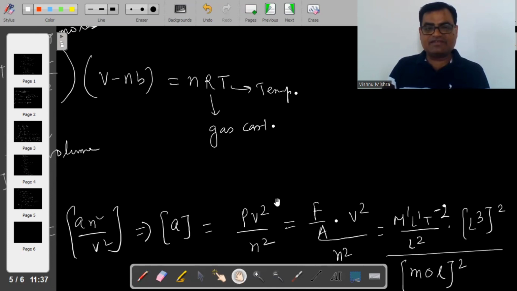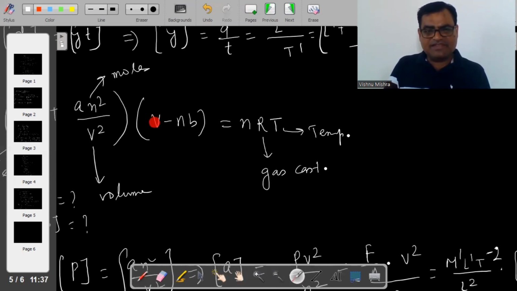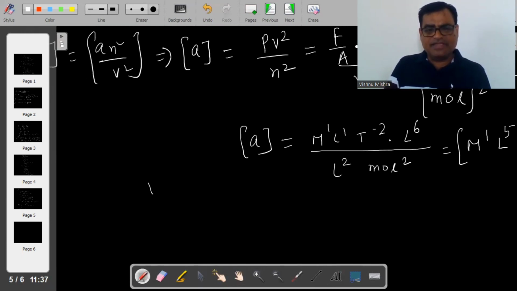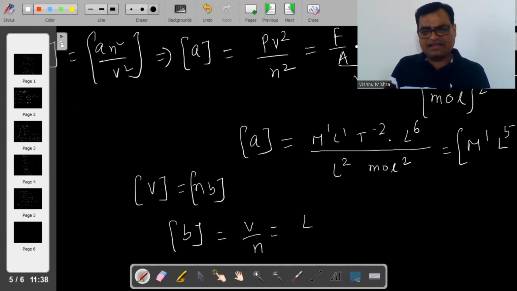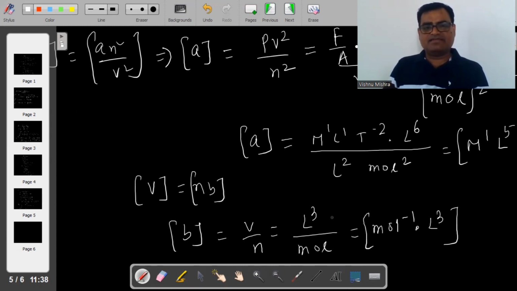Next, you have to find out B dimension. How to calculate B? B dimension is same as what? NB. So V is same as NB. So likho B dimension is same as NB. And what is the dimension of B? B is equal V by N. And V is your L cube by N is what? Number of mole. This is what? Mole inverse into L cube. This is what the dimension of B. अरे समझ में आ रहा है क्वेश्चन सर? So this is the way we can find out the dimension of unknown physical quantity. Clear? If unknown physical quantity is given there, easily we can calculate the dimension.